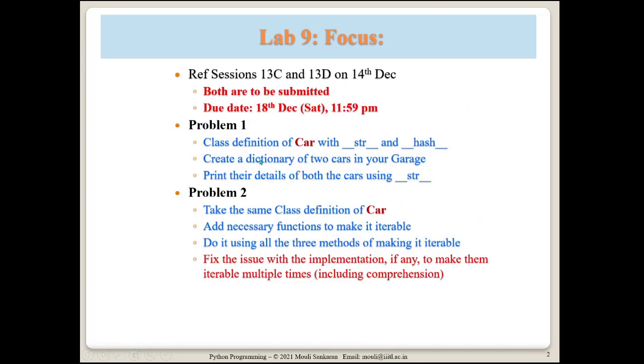Fine. Now you have to create two cars, and keep them in garage number 1 and 2. Put them in a dictionary of garages, where car 1 is in garage 1 and car 2 is in garage 2, and then print the values. You normally do a for loop and print it. Then use the same implementation of your class, maybe a copy, in another file like problem 2, where you will add to the same class and make it iterable.